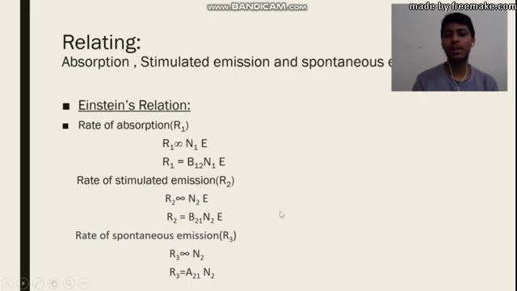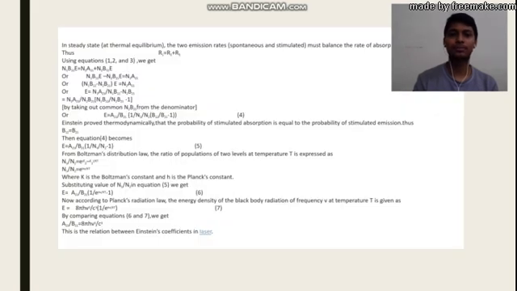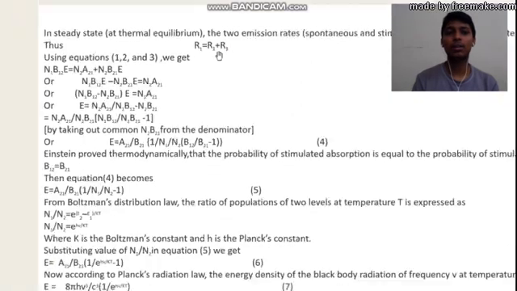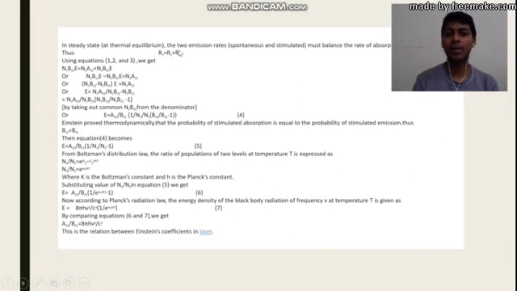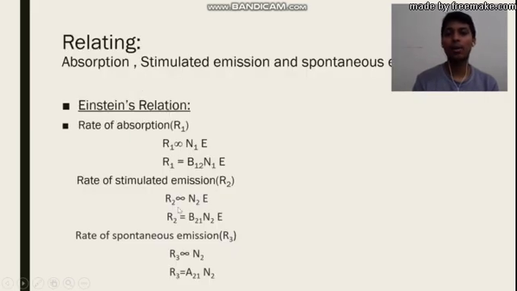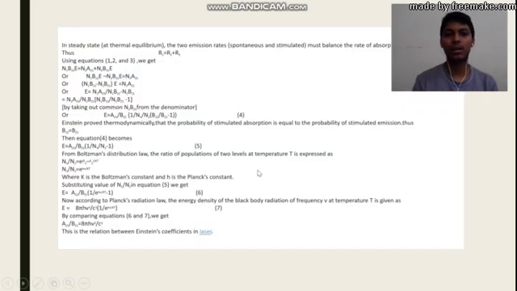So we are going to briefly derive the relation between absorption, stimulated emission and spontaneous emission in our next slide, which is as follows. I am going to take you through all these equations, and finally we can derive this relation, which is an important characteristic of laser, heavily used to produce laser. So for deriving, in steady state at thermal equilibrium, the two emission rates, spontaneous and stimulated, must balance the rate of absorption, which is defined by this equation. Now in our previous slide we defined R1, R2 and R3, and we can use these R1, R2 and R3 and drop them here.